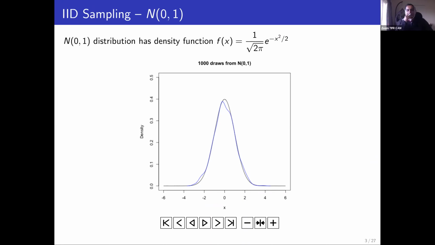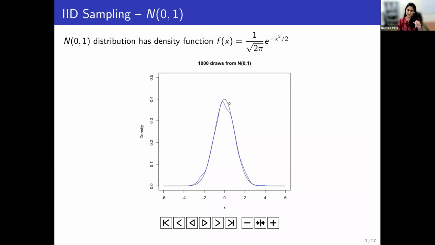So maybe I don't understand. How do you exactly draw the black curve? You drew some points to start with, and then you drew some curves. So the black curve to begin with is just e to the minus x squared by 2 times 1 over square root 2 pi. So it's just the true underlying density, right?